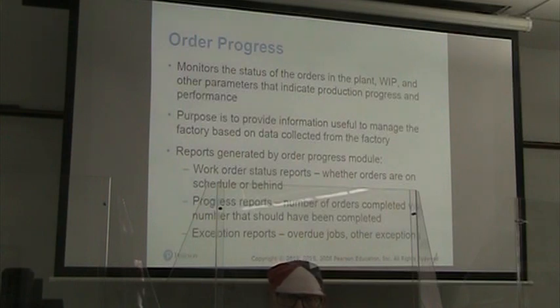Our order progress, we're going to monitor the status of the orders in the plant, the work in process, and the other parameters we use that indicate our production progress and performance. Our purpose is to provide information that's useful to manage the factory based on the data collected from the factory.